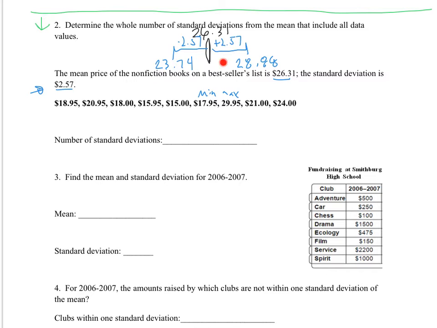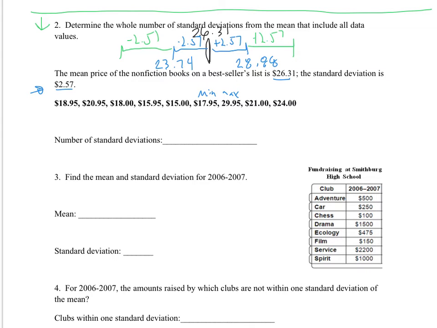So what am I thinking in my head now to see if I'm done? These are in between my numbers. This is like my number line. I have to think, do these numbers fit in between one standard deviation? Well, 17.95 is less than that, so it does not fit in between these numbers. So I have to go again. And actually 29.95 also doesn't. So I'm going to move again to the right. So I'm going to add 2.57 and subtract 2.57.